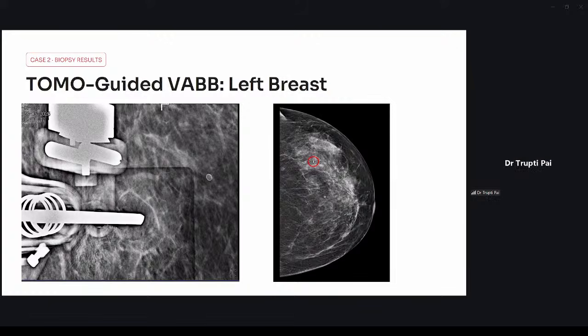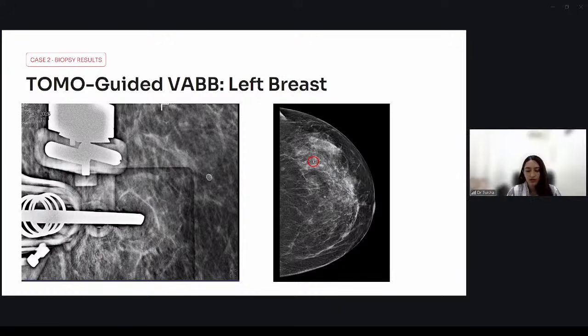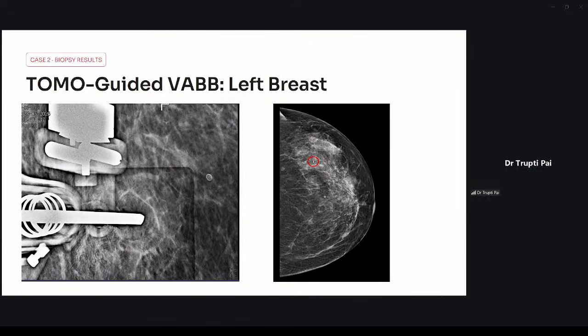Any chances that we must have missed an invasive component because it is florid LCIS and extensive? How sure are we that it is extensively sampled? Dr. Tripti, it was a VAB, a vacuum. Yes, I know, but have we addressed the entire thing, whatever was suspicious? Even after VAB, in lobular, there are lesions that cannot be detected on imaging.